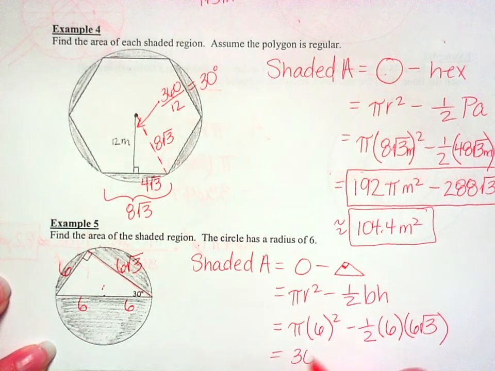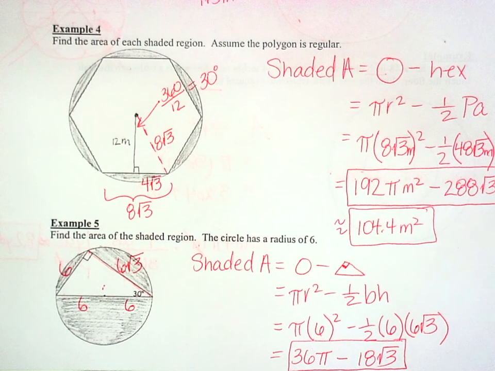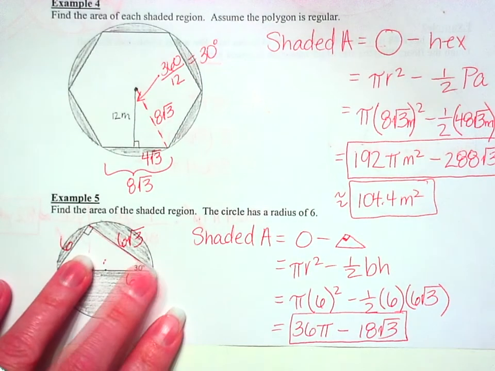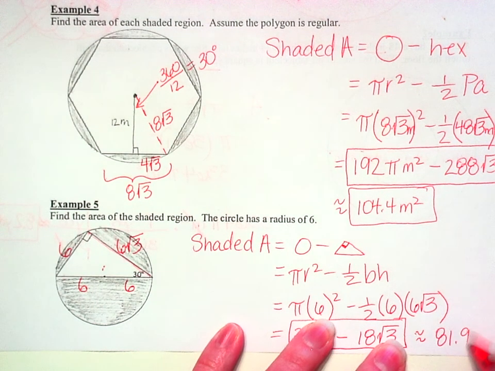So I get 36 pi minus 18 square root 3. Okay, this is just units squared. They didn't give us a unit, so we would say units squared. And that's approximately 81.9 units squared.